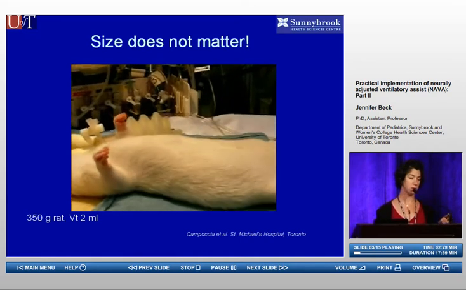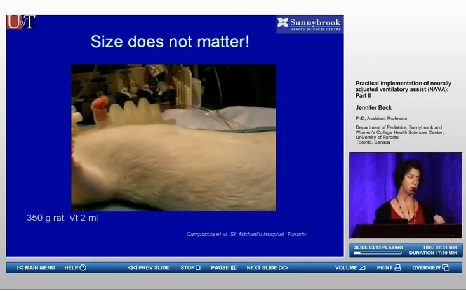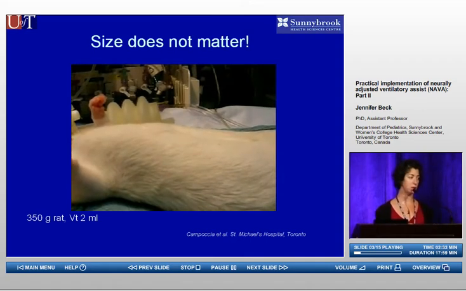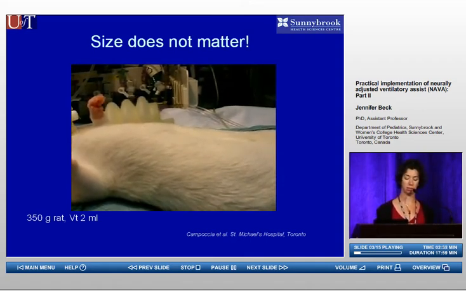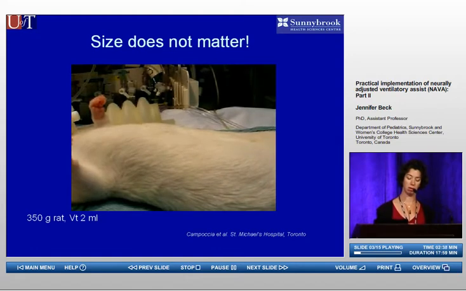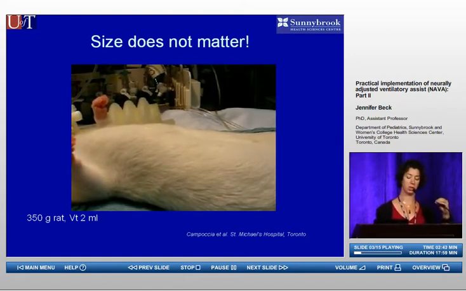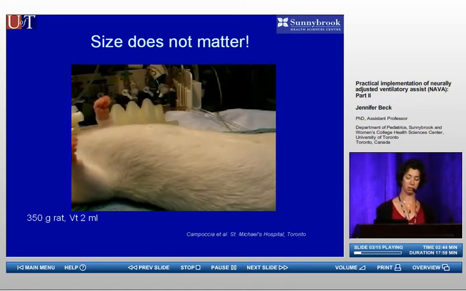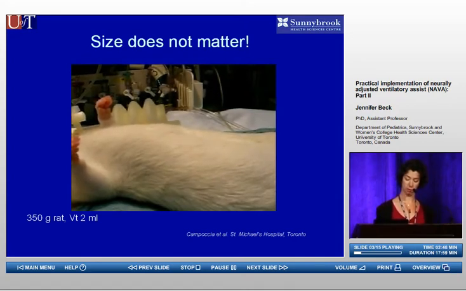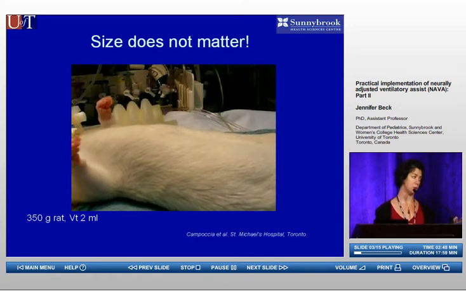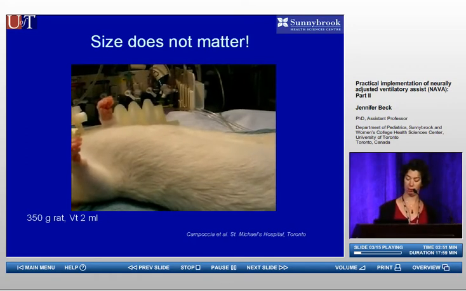So in very, very small species as well, you can do non-invasive synchronized mechanical ventilation. You can see here the inflation of the lung model in synchrony with the very, very small displacement of the chest of the rat. Again, it's in the presence of a 100% leak.